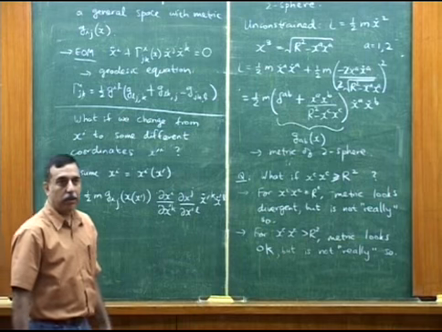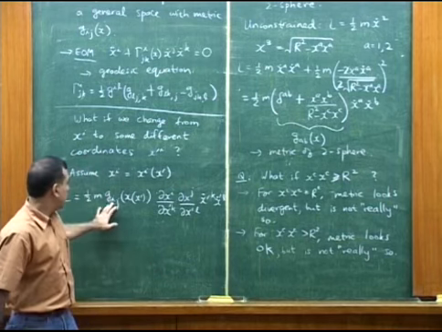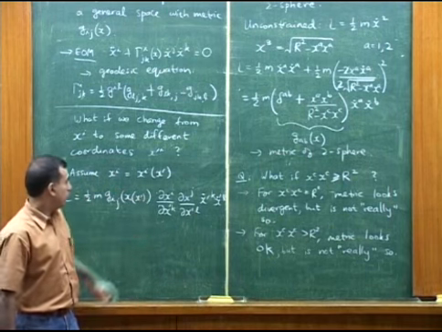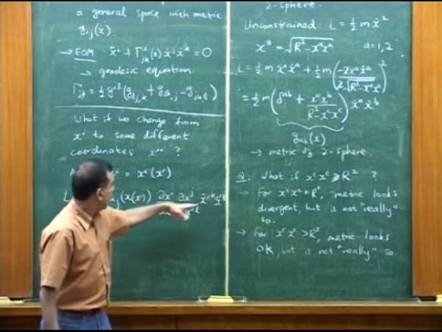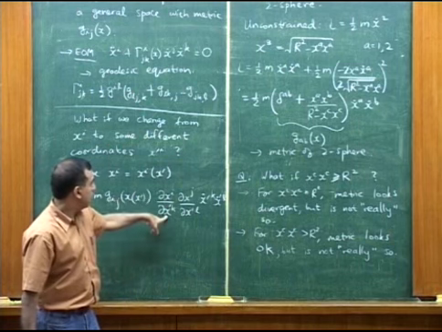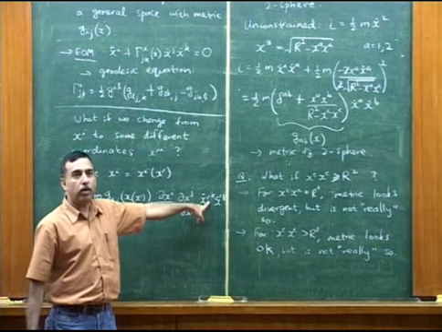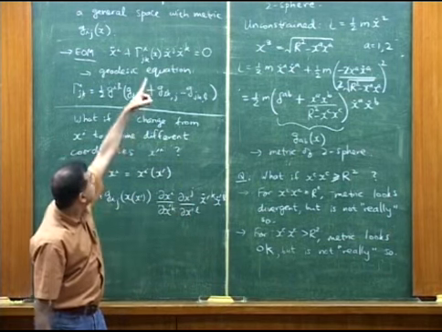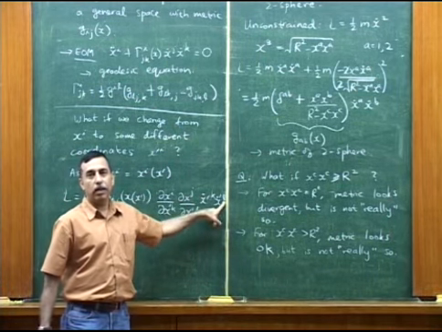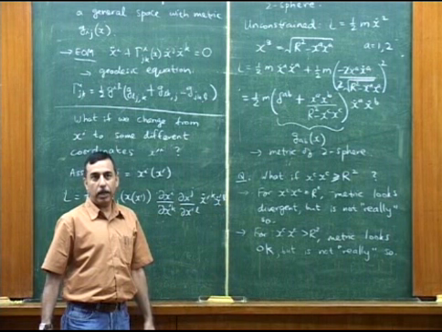So far so good. What did I do for g? I didn't do anything. I just wrote that g is a function of x, which in turn depends on x prime. But for x dots, using the chain rule, I replaced x dot i by the partial of xi with respect to x prime k times x prime dot k, and similarly x dot j by the partial of xj with respect to x prime l times x prime dot l. That's all I did.